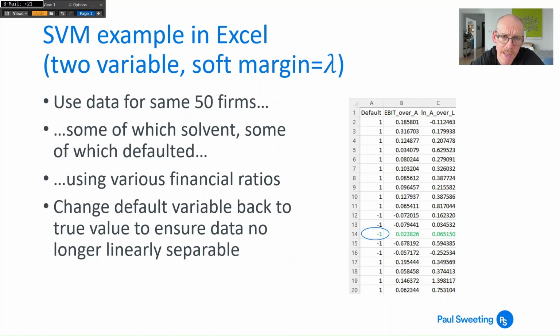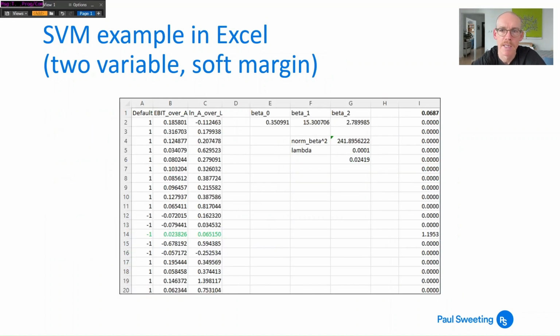So this is what the support vector machine calculation in Excel looks like, with two variables and when you need to use a soft margin. I've used the data for the same 50 firms, some of which are solvent and some defaulted, various financial ratios, and that default value for that green variable, which would have meant that it wasn't linearly separable before, I'm now making sure it isn't linearly separable, so we have to use this soft margin approach. And this is what the calculations look like in Excel, which are pretty similar to before.